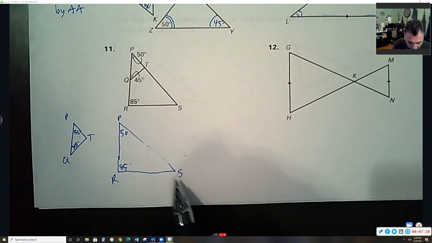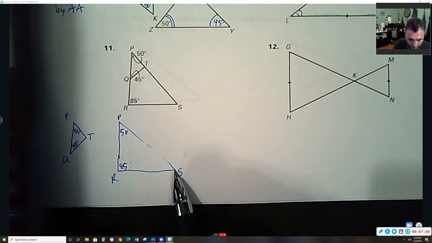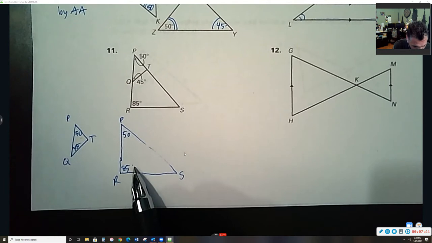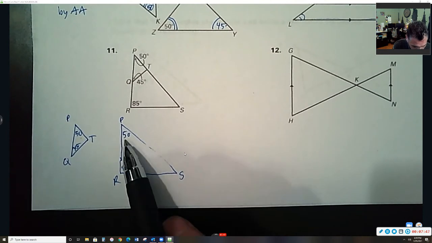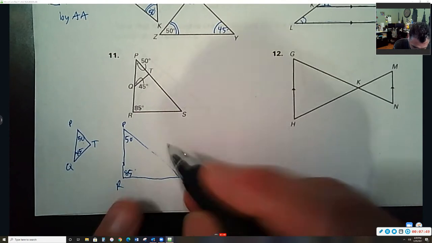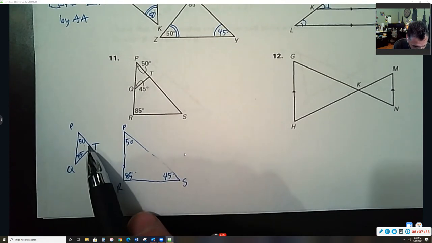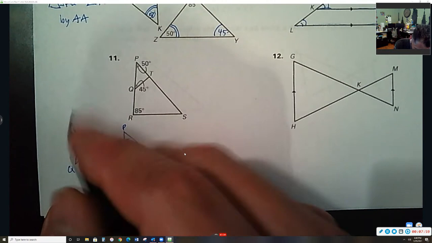So I'm gonna find the two missing angles. Let's find this one first. So I'm gonna do 180 minus 85 minus 50. So I know that's 45. And then I'm gonna find this one that's missing. 180 minus 50 minus 45. So I know that's 85.